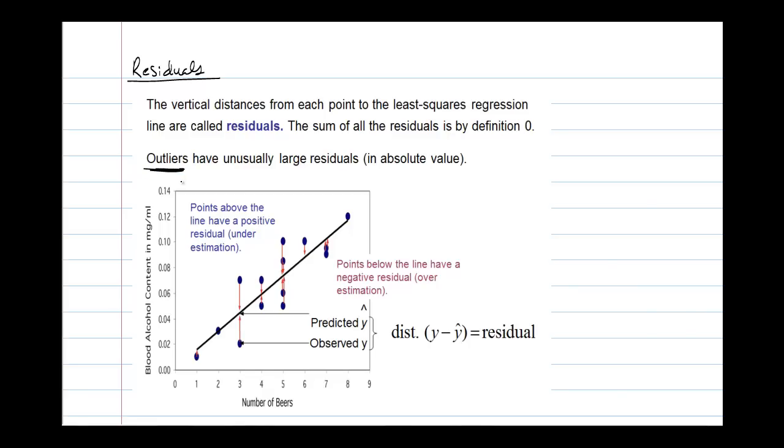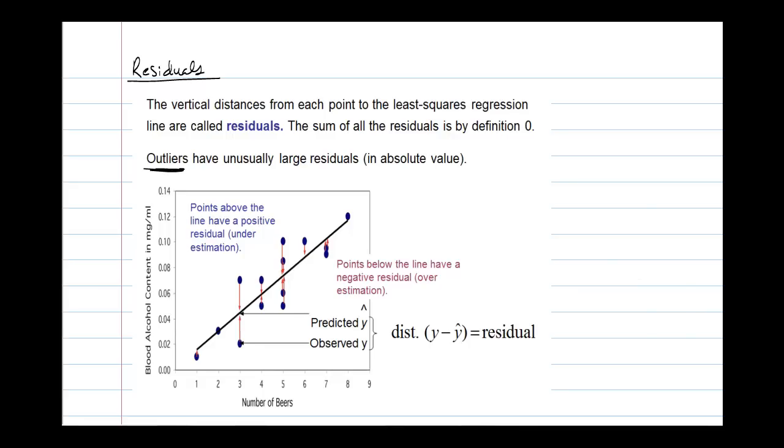Outliers have unusually large residuals in terms of their absolute value. They can be positive or negative, but it just means the point is a very far distance away from the regression line. Points that are above the line have a positive residual, and the line underestimates the actual values there. If I have points below the line, they're negative residuals, and the line overestimates what's happening there. So again, the residual is the difference between the observed and the predicted.